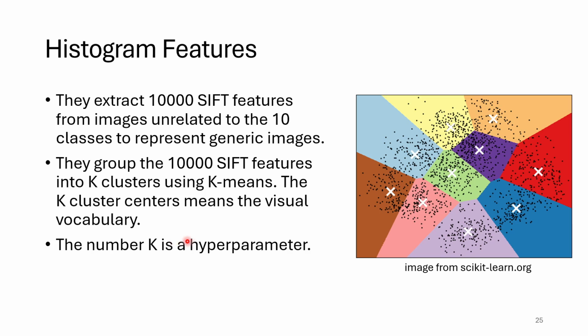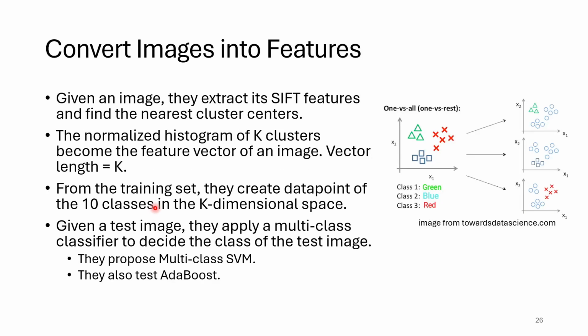It will be something like segmenting the feature space into k subspaces. Here k is a hyperparameter, and they cluster the 10,000 SIFT features into k clusters. So why do they need to do it? Because they want to define some anchor points in a high dimensional space so that they can describe an image using those anchors.